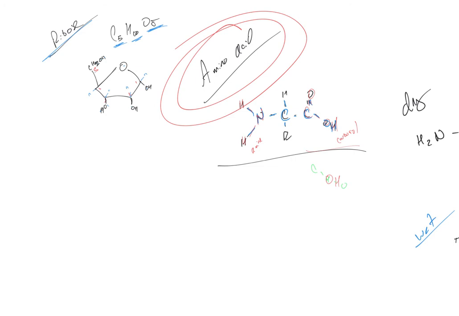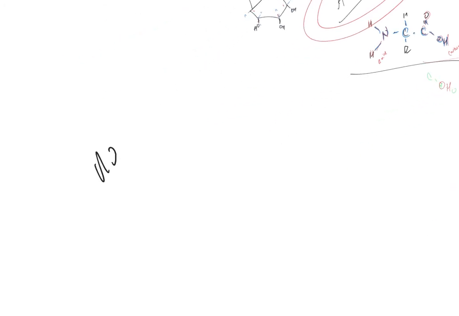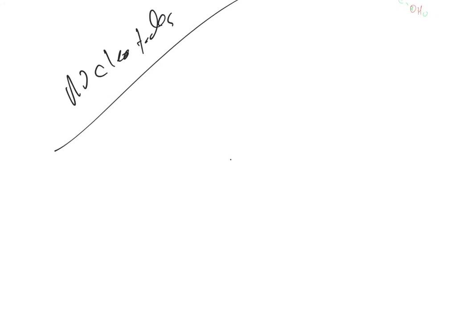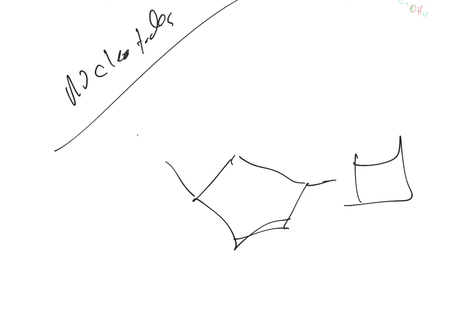Okay. Nucleotides, easy. So you have your phosphate group, your 5 carbon sugar, and then you have your nucleotide base.